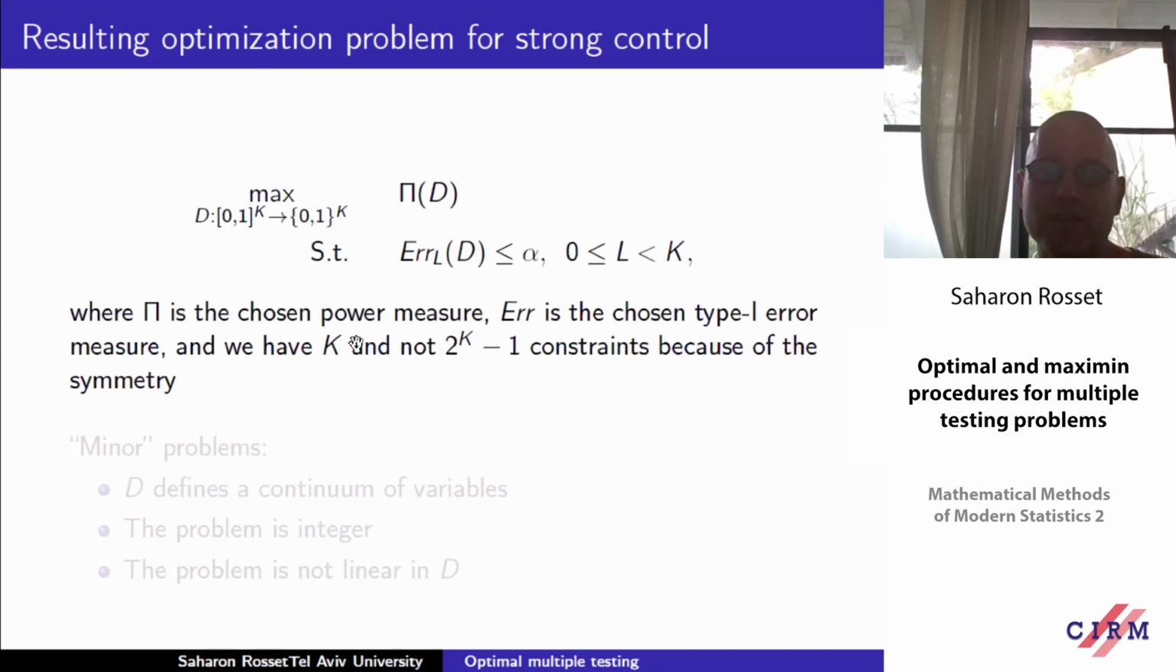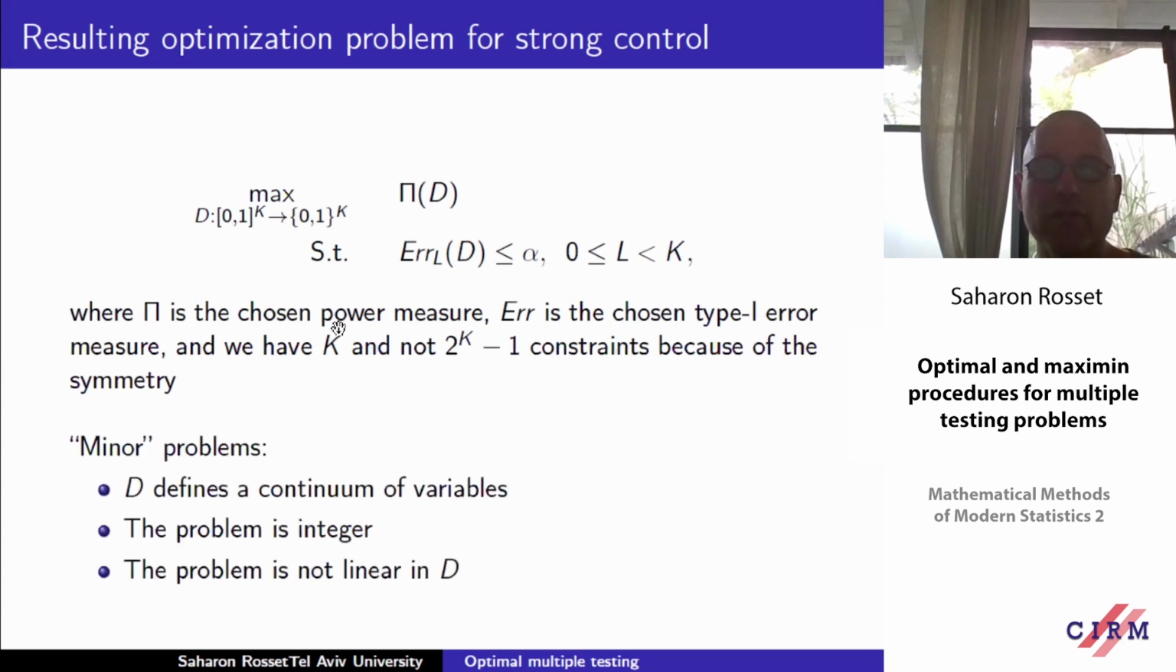But that being said, we are still very far from solving this, because we actually have this continuum of variables, or continuous domain, that we need to define the function D over. We need to get an integer solution. And what is worse, the problem is not even linear in D, because the family-wise error rate and FDR are not linear functionals of D, right? The family-wise error rate is an indicator, and the FDR is an expectation of a ratio of linear functions in D. So really, we seem to be very far from being able to solve this problem and get a Neyman-Pearson analogy for multiple testing.